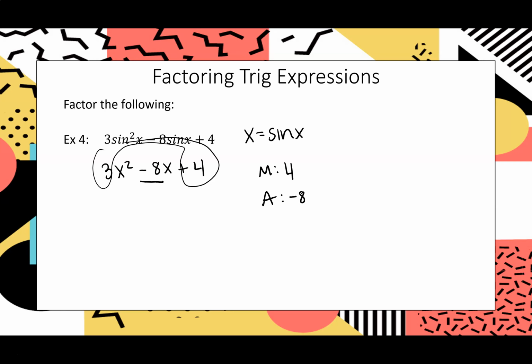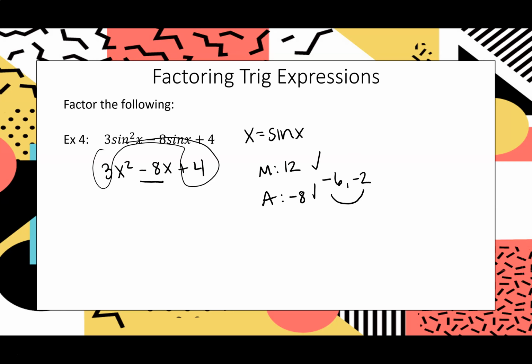Well, what are those two numbers? Oops, I screwed that up. We're trying to multiply 3 times 4, which is 12. Of course, Miss Sorensen. All right, so what are those two numbers? I come up with negative 6 and negative 2, right? Negative 6 times negative 2 is 12. Negative 6 plus negative 2 is negative 8. And doesn't it kind of look like someone smiling right there?